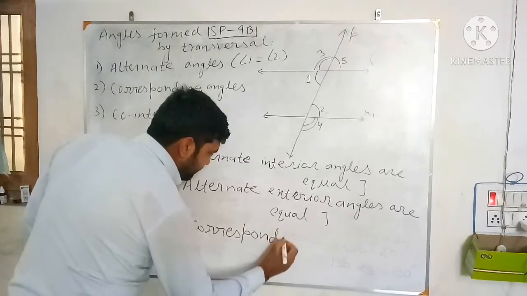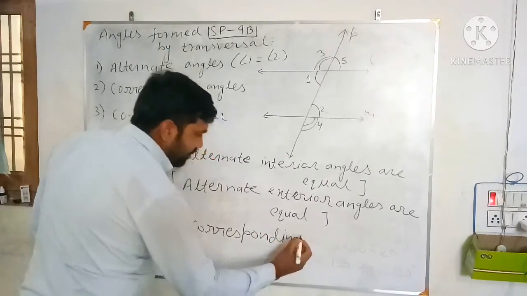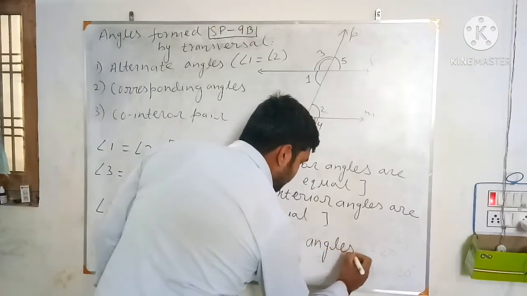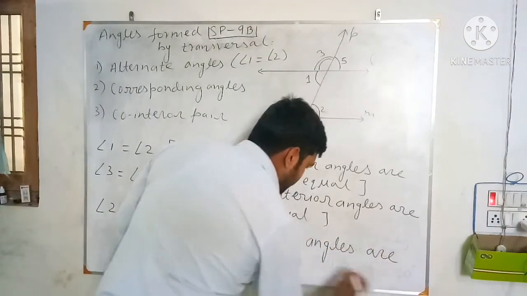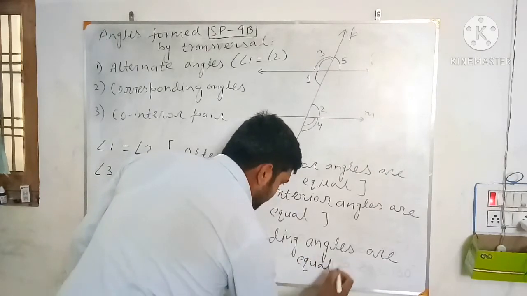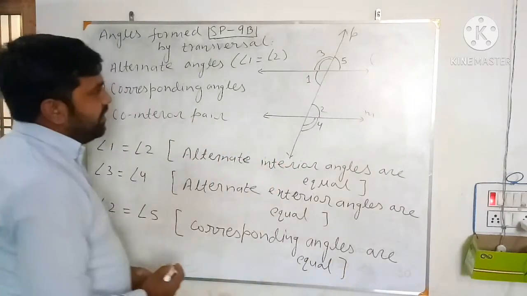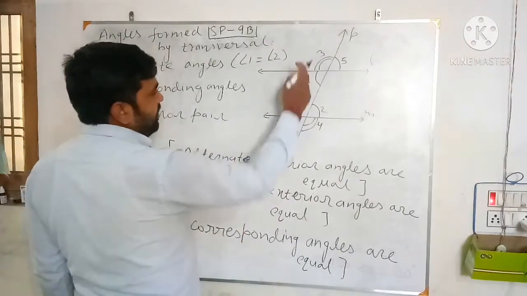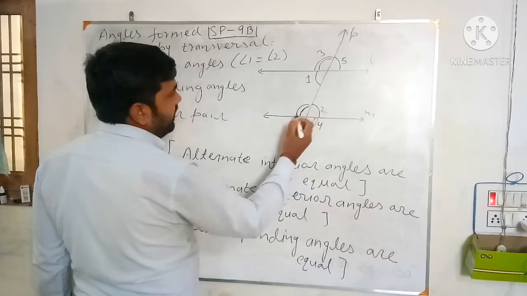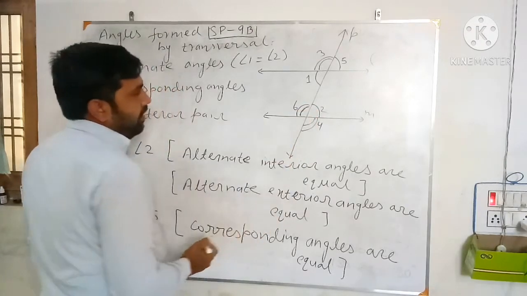Corresponding angles are also equal. Okay. So what is the corresponding angle of 3? Corresponding angle of 3 will be this angle. We can take, that is the angle 6.